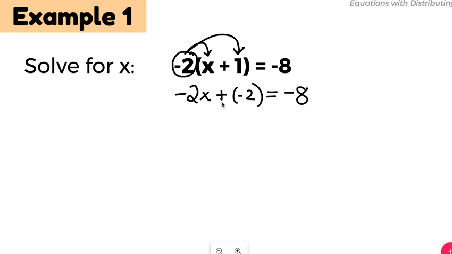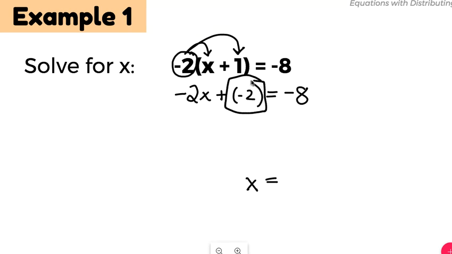Okay, so we've gone through the simplify step. Now we just need to remember the goal is to find out what x equals. So ultimately, my goal is to find x equals some number, right? So in order to do that, I've got to isolate this variable. So this x needs to end up by itself. So in order to do that, first thing we do is undo our addition.